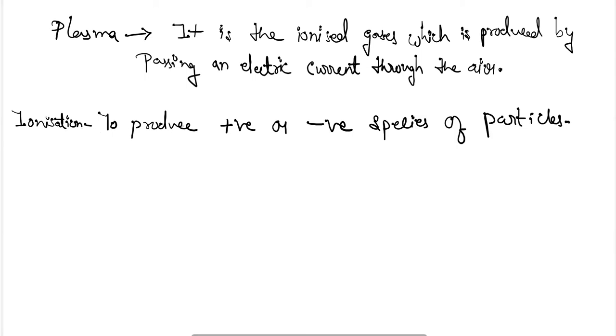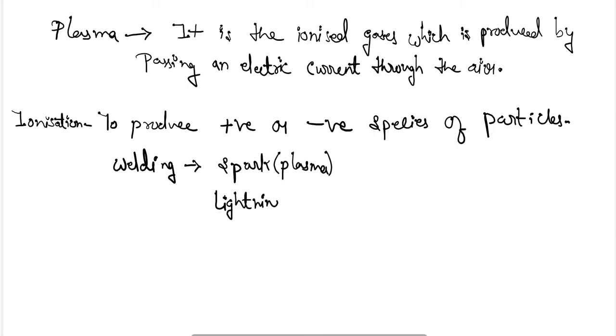Examples of plasma can be the spark seen due to an electric short circuit, or the electric arc welding. In electric welding, the arc and the spark produced is nothing other than plasma. The lightning which occurs during rain and heavy storms is also an example of plasma.